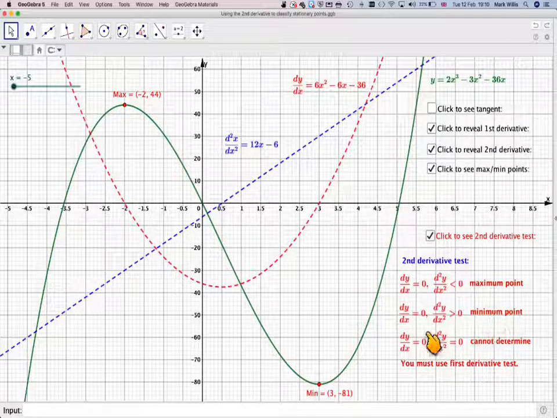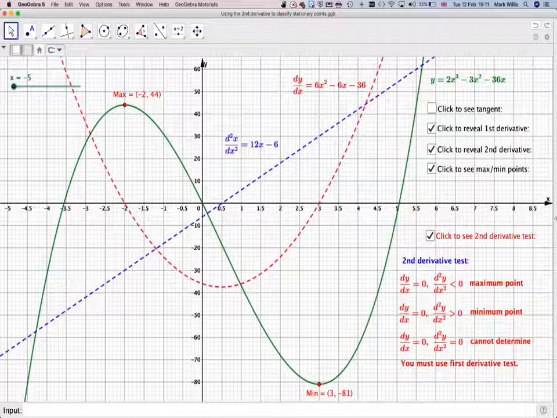minimum point. Now we have one problem with this: if dy by dx is 0 and the second derivative is 0, then I cannot actually determine whether I have a maximum or minimum point, and you have to go back and use the first derivative test, which we've done in a previous video. Because this point could be a maximum, a minimum, or what's known as a point of inflection, a stationary point, which we'll talk about later. Okay, so this is the rule for the second derivative test.